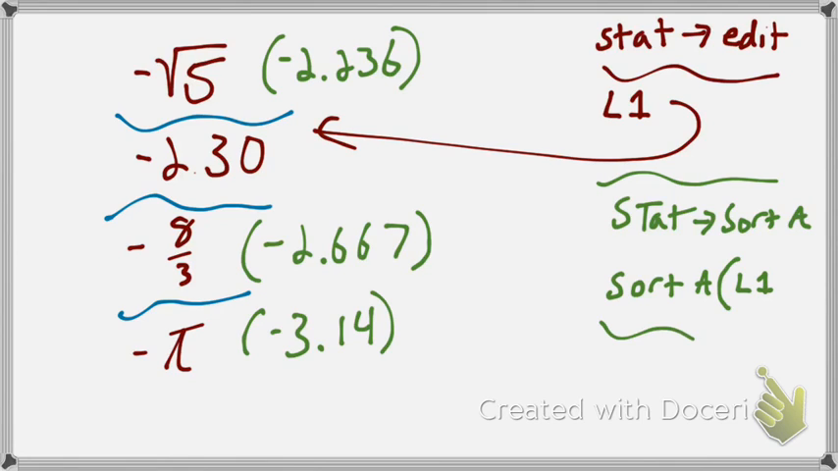Okay. So now, once it tells you that it's done, we'll go back to stat, back to edit, and you'll see all of our numbers have been put in order from least to greatest for you. Which means you don't have to worry about negatives, place values, decimal places, anything. It's going to put in order from least to greatest. If the problem is to solve for greatest to least, then just start at the bottom and work your way back up. And you should be good to go.